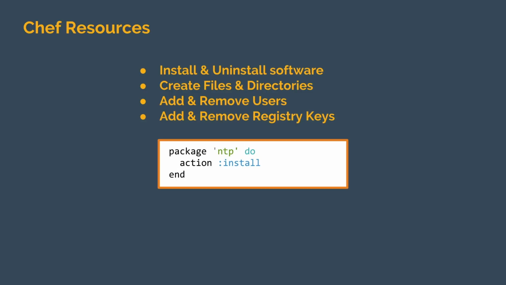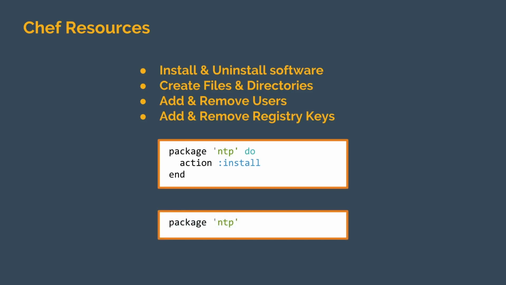In this case, Chef will look at our system and ensure that NTP is installed if it isn't already present, or simply take no action if NTP is already available. Because each resource also has a default action, and in the case of package, that action is install, we can further simplify this and simply represent it as package NTP, which is functionally equivalent.